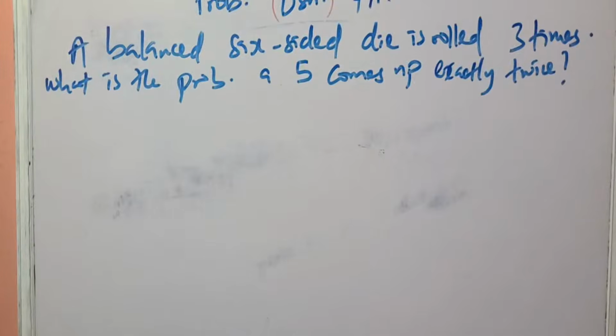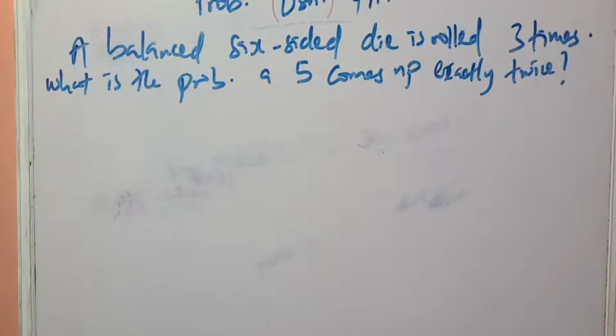Now, I told you guys already, nobody will tell you this is a Bernoulli, a binomial, a Poisson. Nobody will say that. Imagine we were not talking under binomial and you just saw this question: a balanced six-sided die is rolled 3 times, what's the probability a 5 comes up exactly twice? The first thing that comes to your mind is, what distribution does it follow? That's the first question you want to ask yourself.